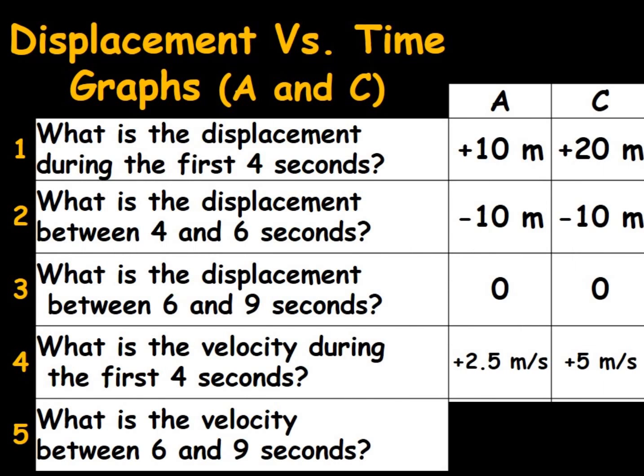And if you look at the answers, that's exactly what I have here. Plus 2.5 meters per second, plus 5 meters per second. Next, what is the velocity between 6 and 9 seconds? What is the velocity between 6 and 9 seconds?